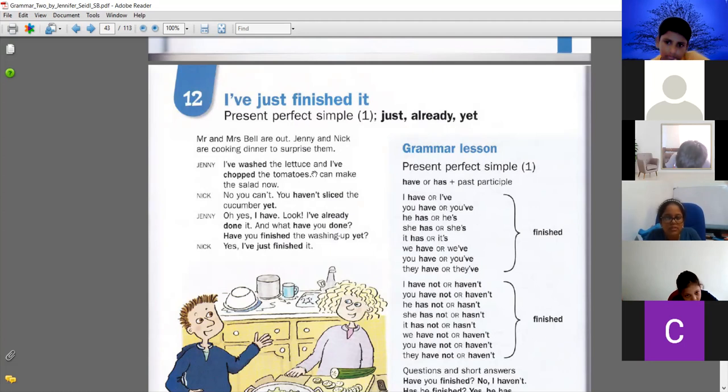Okay, Rehara. Next sentence is, I've chopped the tomatoes. What? Teacher, excuse me? Yes? Can I go to the toilet? All right, go and come.